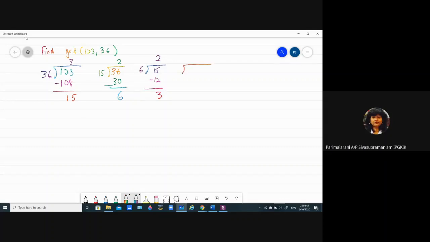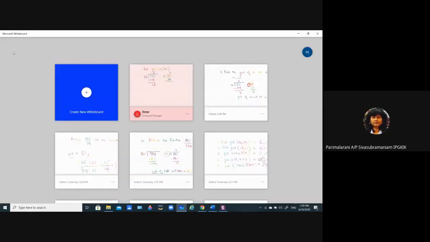So now what do we do? 6 divided by 3. 3 times 2 is 6. So we have reached 0 already, so we stop now. What is our answer? 3. Yes, correct. So the GCD of 123 and 36 is 3. Can you understand? Yes. Okay, one more question.